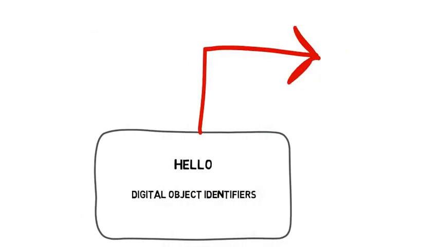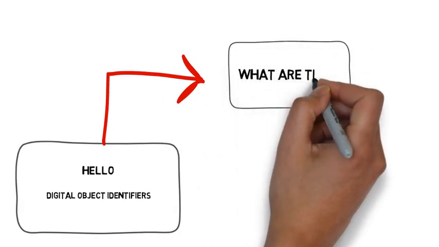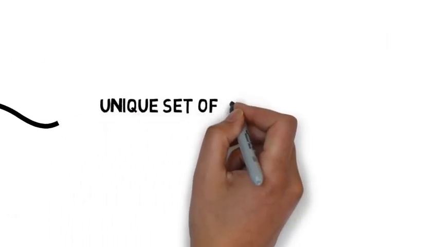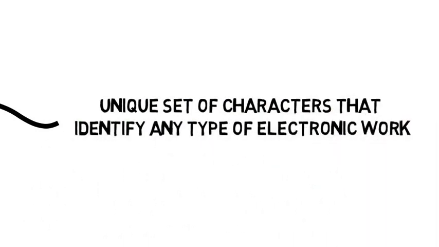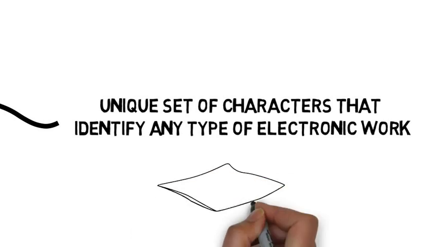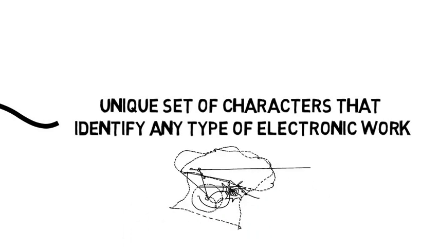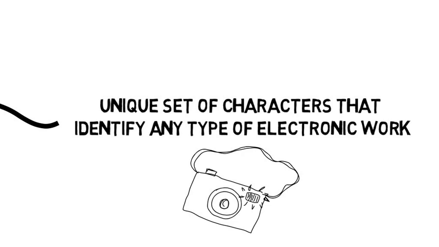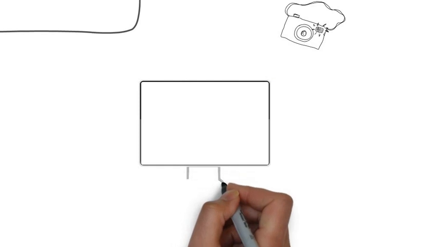So first of all, I'm going to start by giving you a brief introduction into what they are. Digital object identifiers, or DOIs, are a unique set of characters arranged in a certain syntax that identifies any type of electronic work. This could be scientific journals, journal articles, or even artwork. It is fixed. It doesn't change like a URL where you have to make sure the link is not broken. So a DOI stays the same.